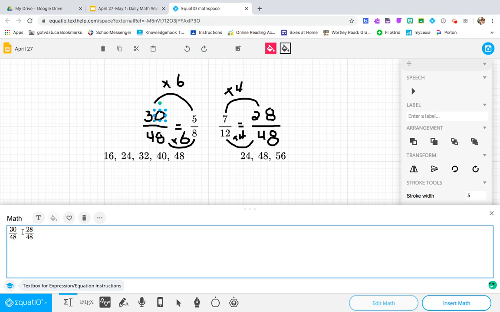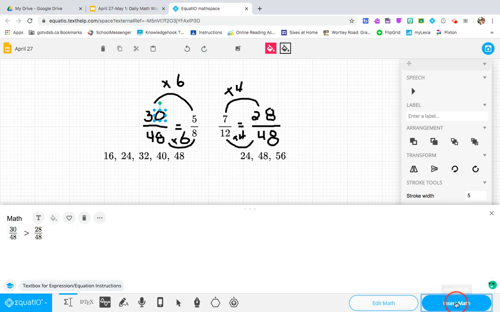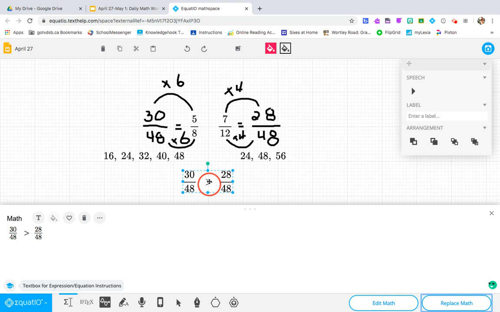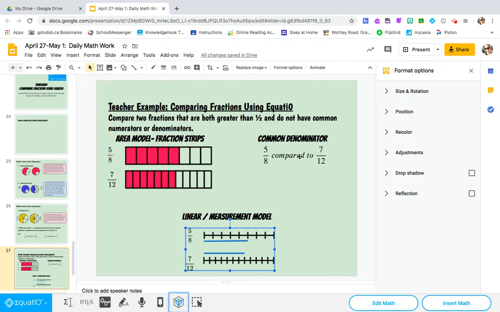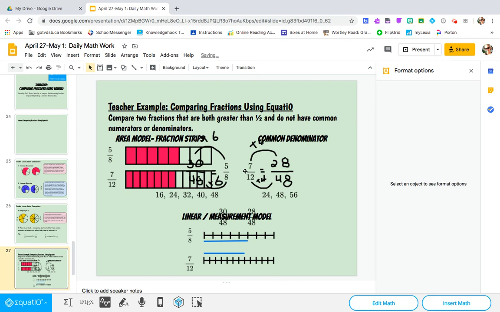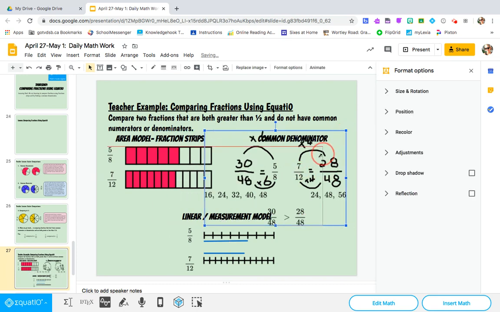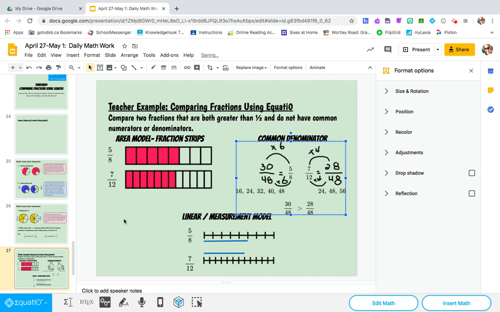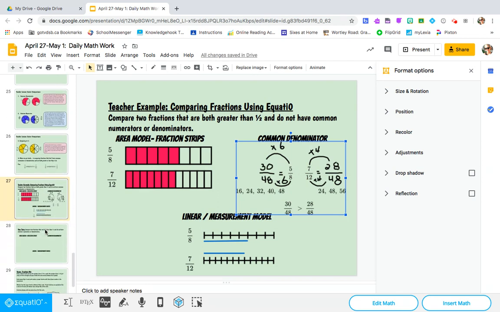And it becomes very obvious which one is greater than. So 30/48 is greater than 28/48. Therefore, 5/8 is greater than 7/12. I'm going to insert that math down here to show my final answer and insert that into our math space. Just going to delete what I had there and push this over and shrink it a little bit. And we are done.